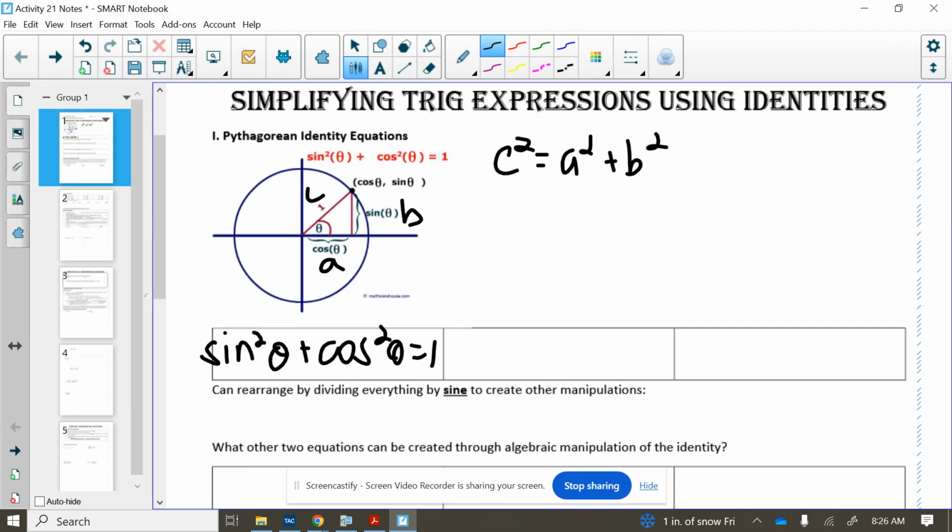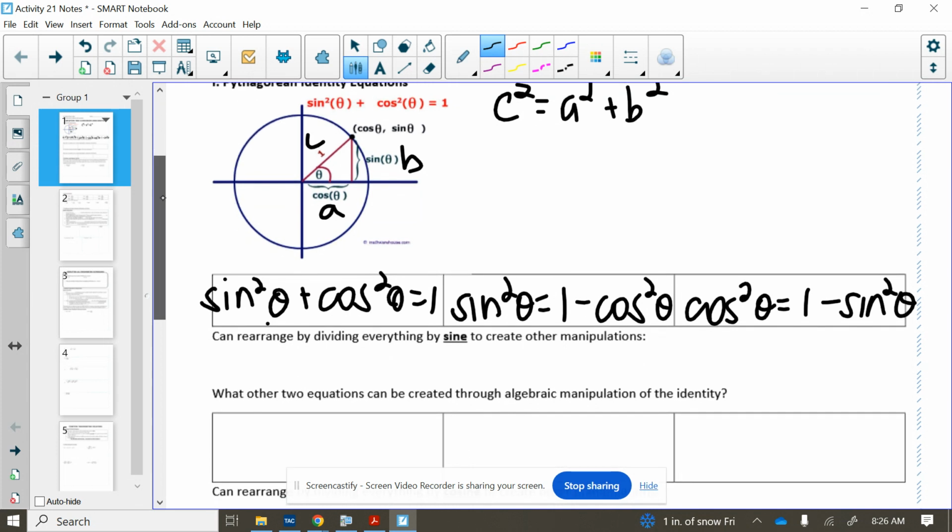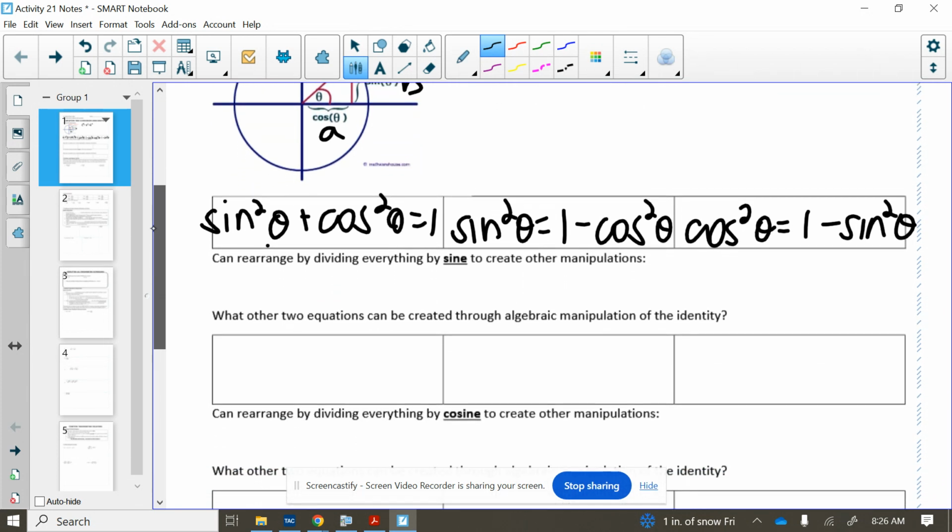rearrange these. For instance, if we subtract the cosine squared from both sides, we could say sine squared theta equals 1 minus cosine squared theta. Or if we go back to the original and subtract the sine squared instead, we could say cosine squared equals 1 minus sine squared. And we'll see later today how sometimes these different identities and substitutions can be useful to us.